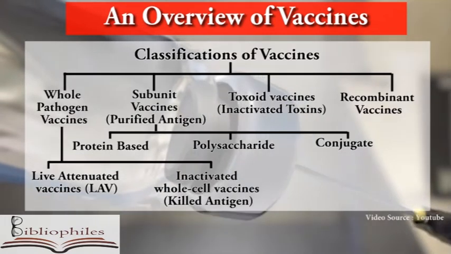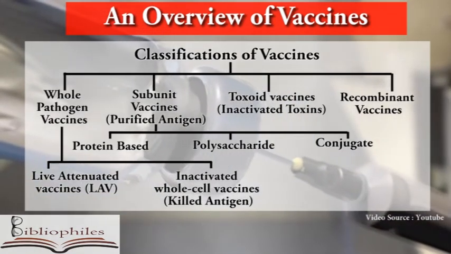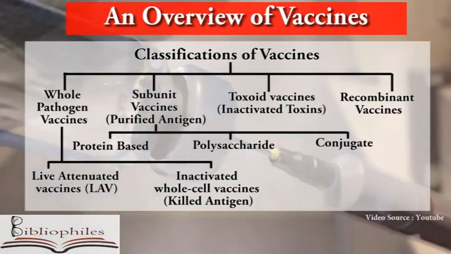Now, let's talk about the classification of vaccines. See, broadly, there are 4 types of vaccines.